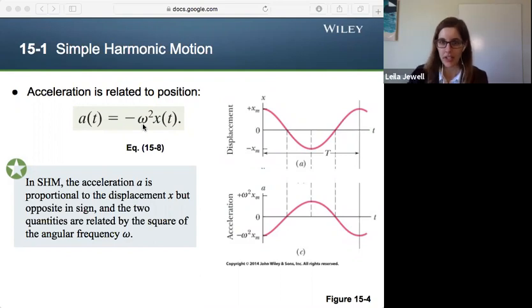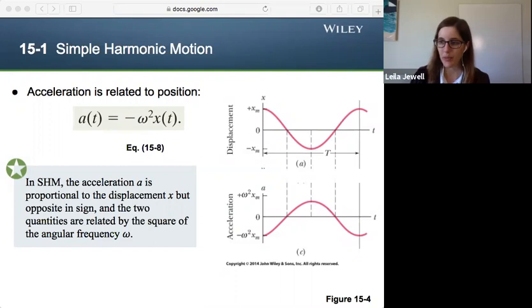And this is actually one of the hallmarks of simple harmonic motion, that in simple harmonic motion, the acceleration is proportional to the displacement, but with the opposite sign. And the relationship between the two is the square of the angular frequency, omega.